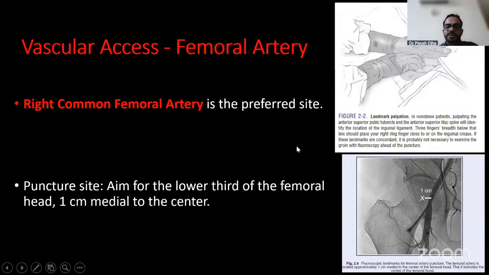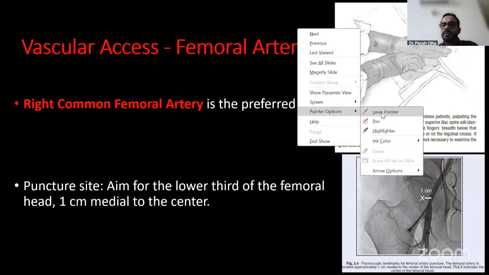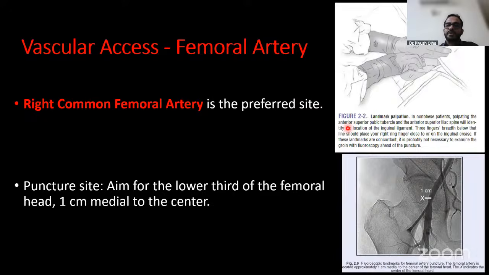There are two ways in which you can do a good femoral puncture. First, you might not use fluoro. What you can do is put your left hand from the anterior superior iliac spine to the pubic tubercle, and then 3 fingers below that you should put your right ring finger and palpate the artery. If you are able to feel the inguinal crease there, and both landmarks are matching, that's where you plan to puncture.